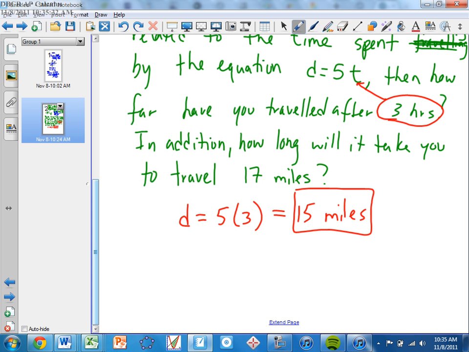Again, the first part says, how far have you traveled after 3 hours? Take the 3, plug it in. Good enough? Second part, how long will it take you?